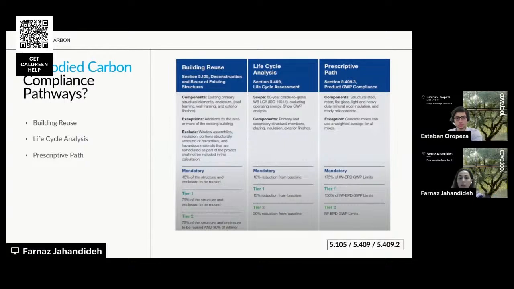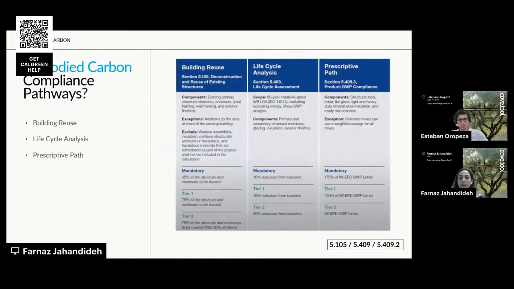All right. Here we are going to dig into each of those. So the first option, as I mentioned, is a reuse for an existing building. Again, this method is for additions or alterations, where the addition is less than two times the area of the existing building. This method targets primary structural elements and building enclosure material, and you're excluding hazardous material as well as windows and insulation, and that's to encourage replacing windows and insulation with high performance material.